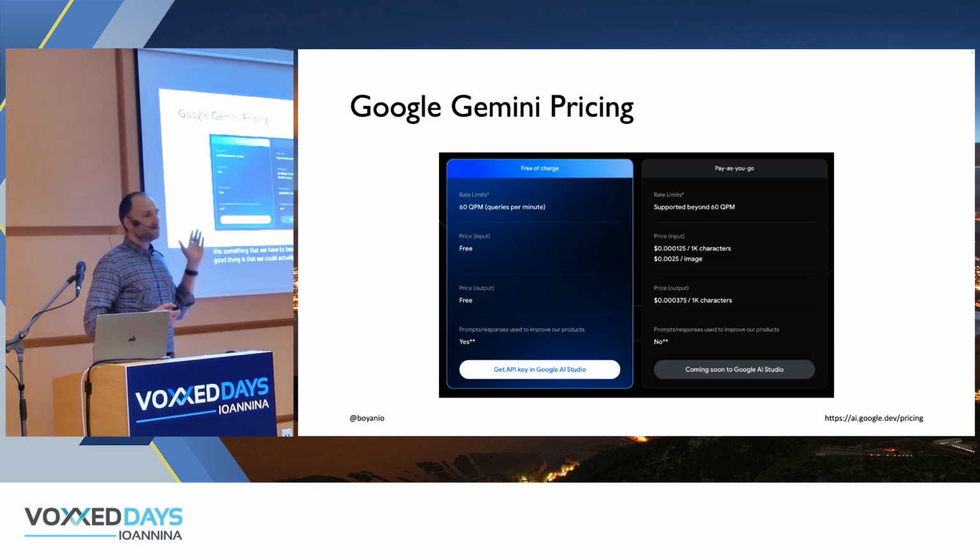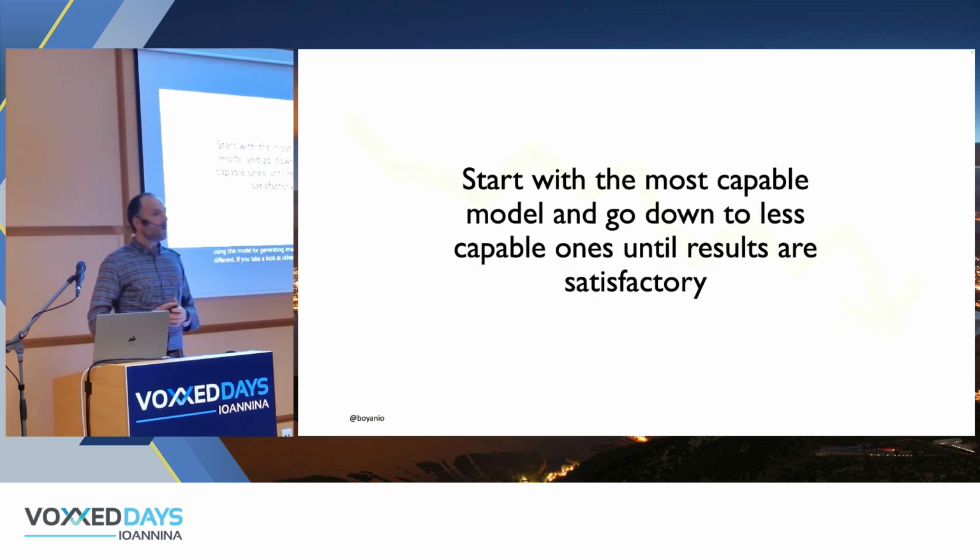If we take a look at Google's model, for example, they use a slightly different strategy. They have tokens as well, and they limit their models using tokens, but they charge you per character. So they have a slightly simpler version of the pricing. They have the free one here on the left, and on the right-hand side, they have the paid one, where they charge you per 1,000 characters, or per image if you're using the model for generating images. So this is different. If you take a look at other commercial models, you will see different pricing strategies as well. The question now is, how do we select the model?